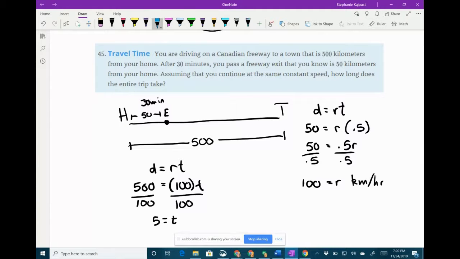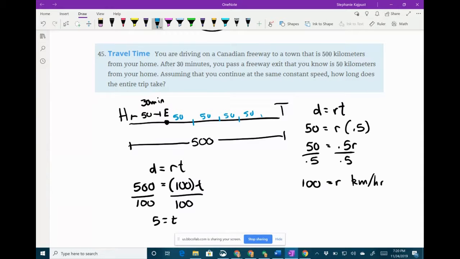So let's see. If you took 500, divided it by 50, you are basically splitting 500 up into 50 kilometer segments. And so then I multiplied the 10 by 30. Is that what I did? Yes. The 10 by 30, and then I got 300, and then I took the 300 and divided it by 60 because it's 60 minutes in an hour, and that's how I got it.